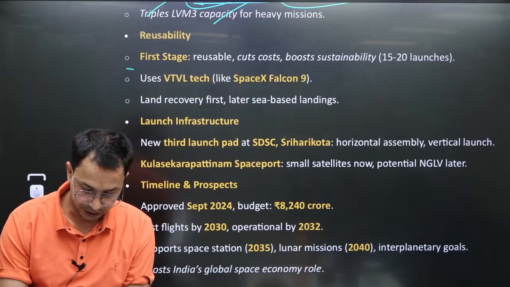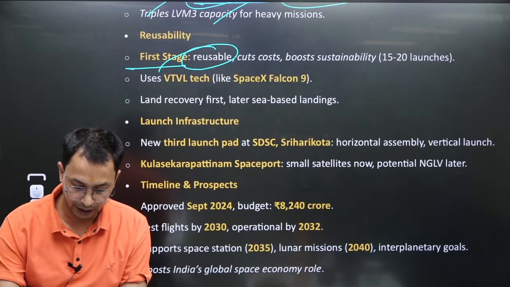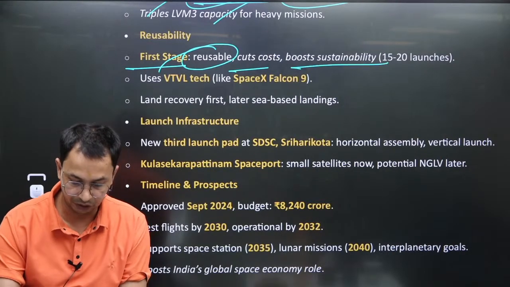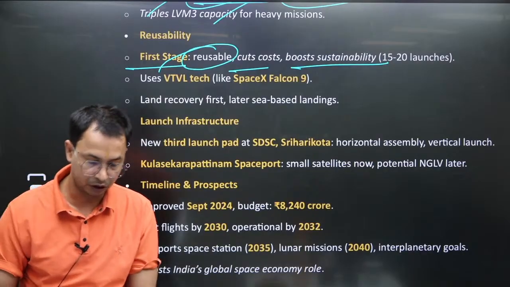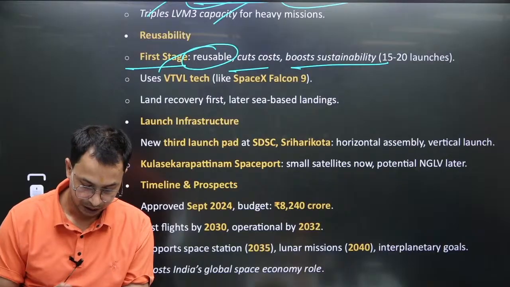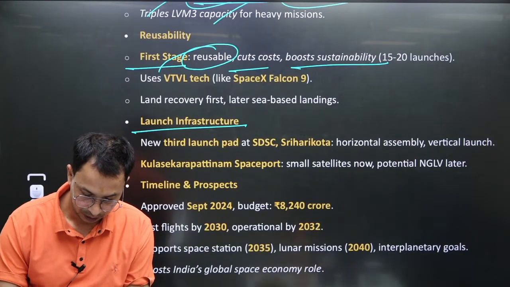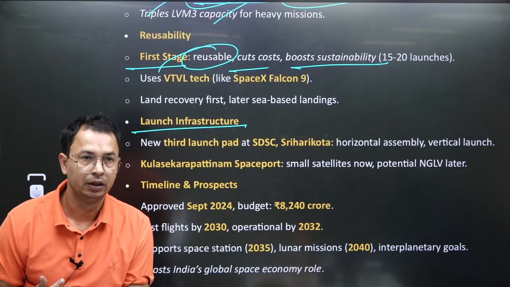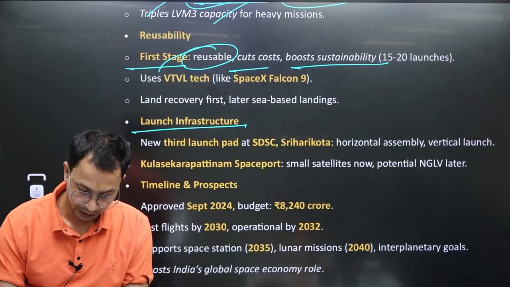In the first stage it will be reusable, and if it is reusable then it will cut the cost and boost sustainability. Approximately 15 to 20 times our first stage can be used. To launch this NGLV, we are developing a third launching pad at SDSC.